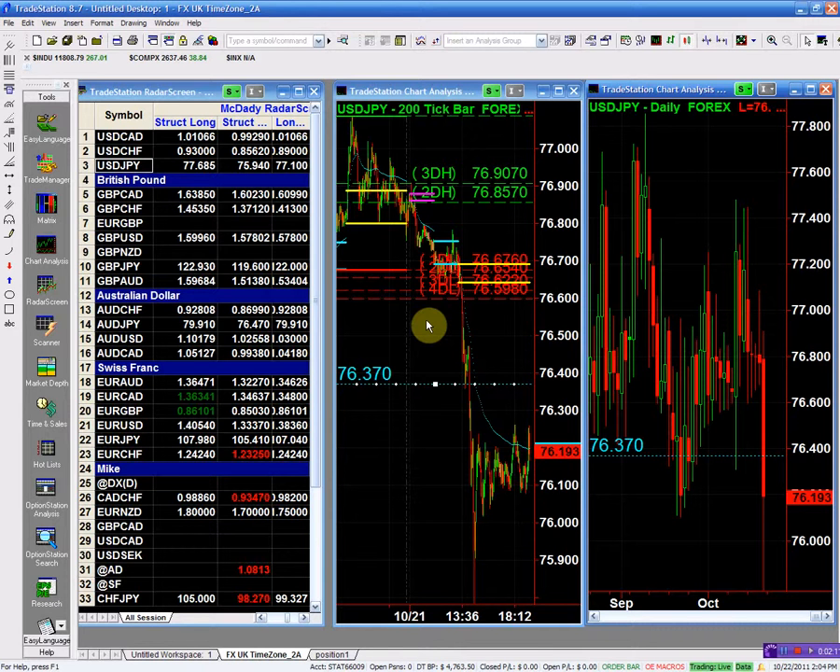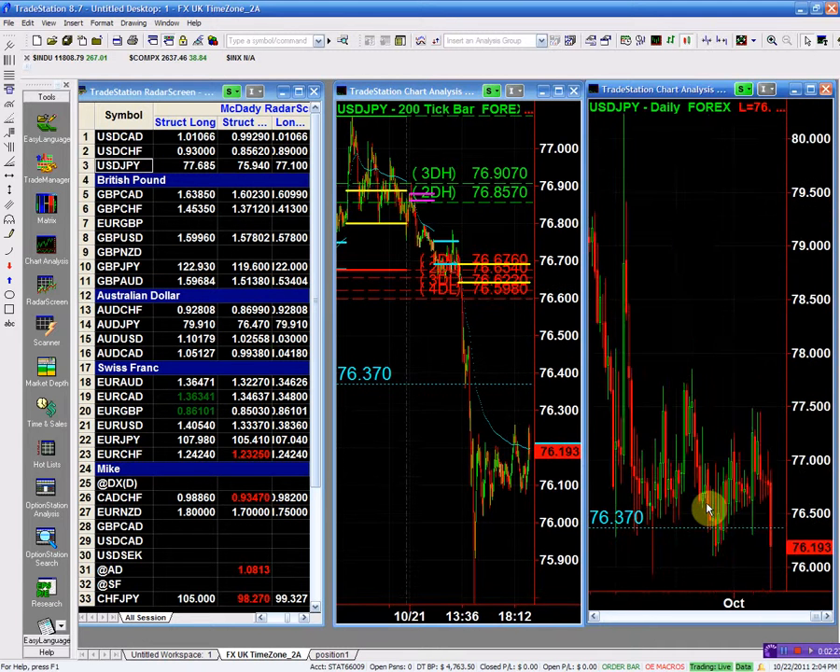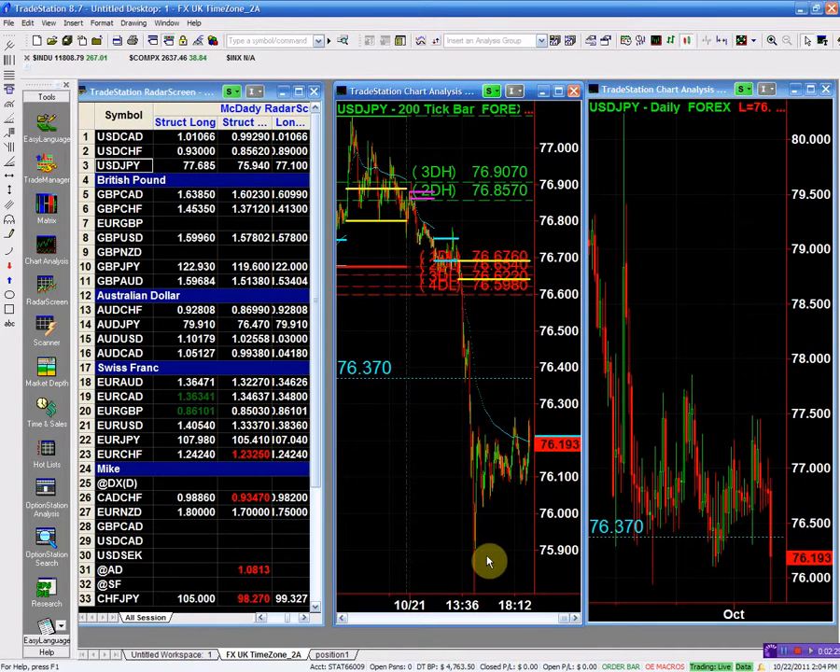The other thing that you need to do is make sure that you have your platform like the way I have mine here. You have a daily chart and you have an intraday chart right next to it. I mean, you don't need to have a radar screen if you don't have one, but you need a daily chart right next to the intraday chart. The reason is the daily chart is going to keep you honest with regards to the direction of the trade.